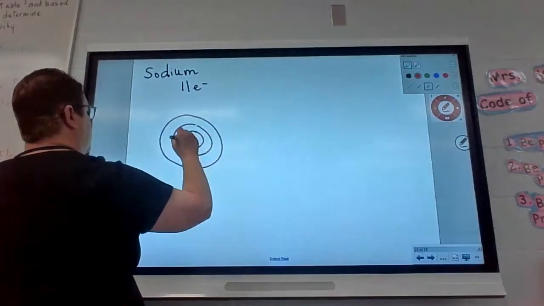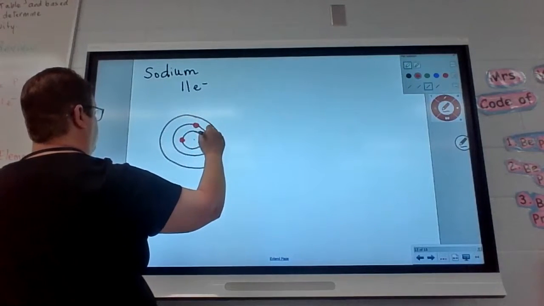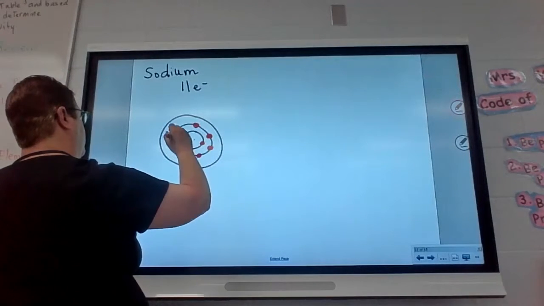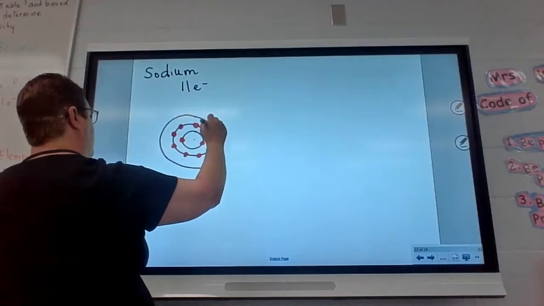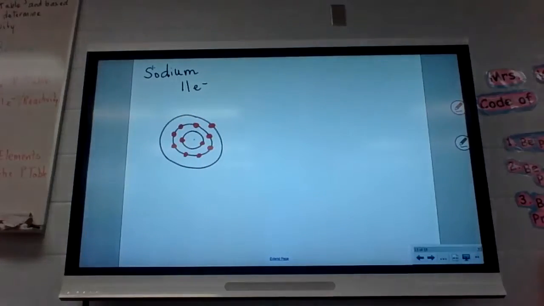Is this the reactivity one? Yep. Okay. We're going to summarize it in a minute. I'm just going back and reviewing it. All right, so how many electrons are on the outside ring, or the outer shell, of sodium?